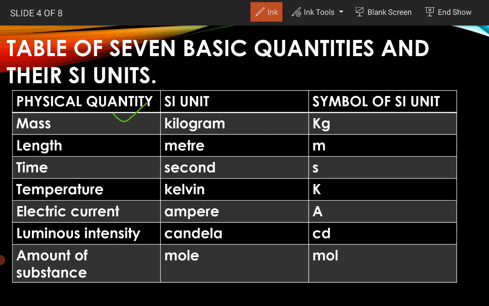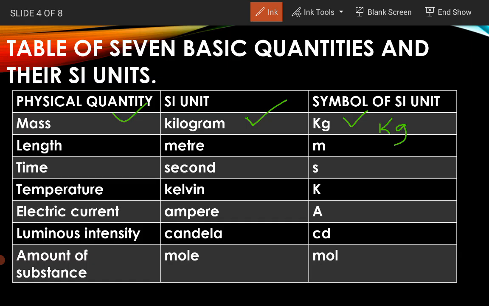So we have mass. Mass is measured using a beam balance in kilograms. The SI unit of mass is the kilogram. In short, the kilogram is written as kg. Take note that the k ought to be small. So small k and small g, not capital K, as shown there.